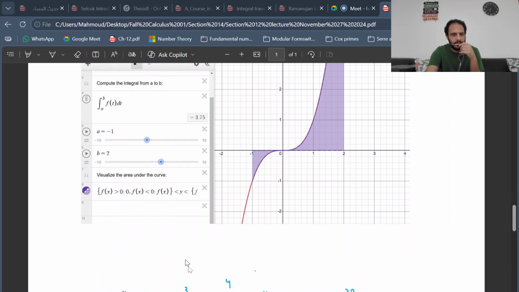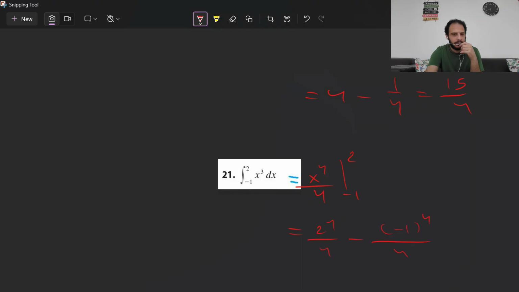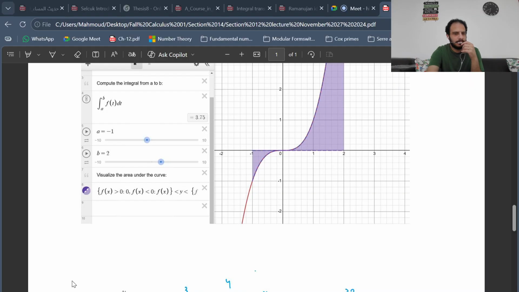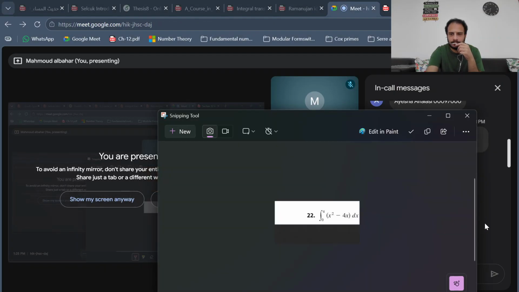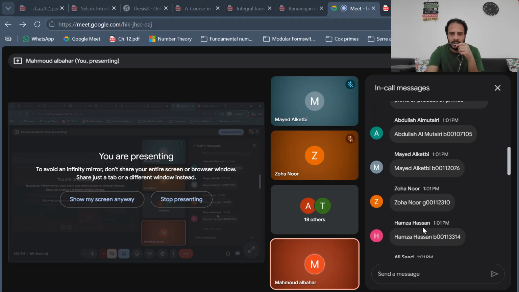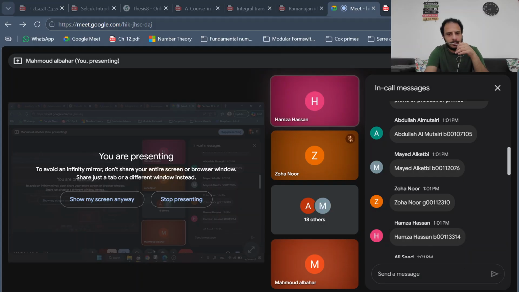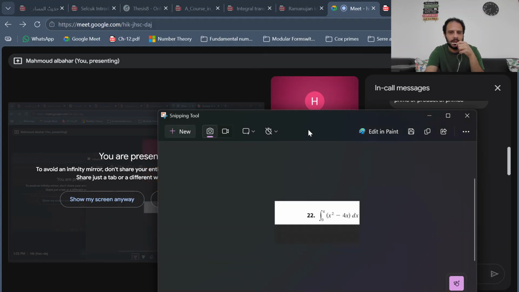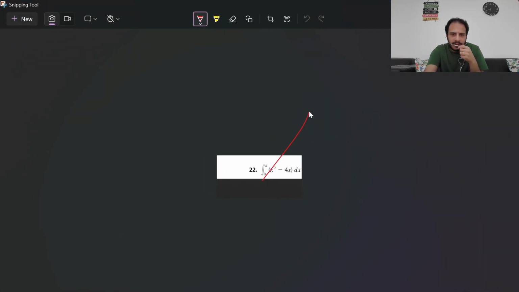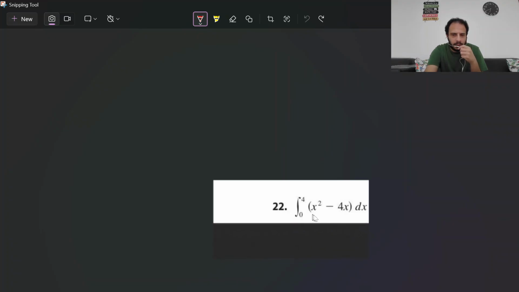Now let's solve problem 22. Hamza Hassan. Yes, Professor, please help with this problem. Integral 0 to 4 of x squared minus 4x dx. Do you know how to solve it? Yes, you integrate them individually.